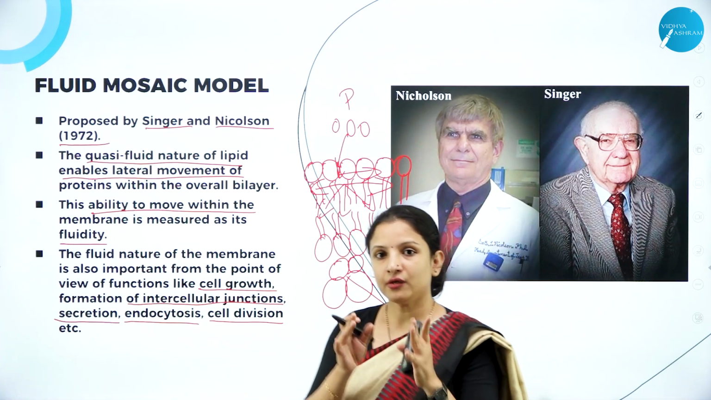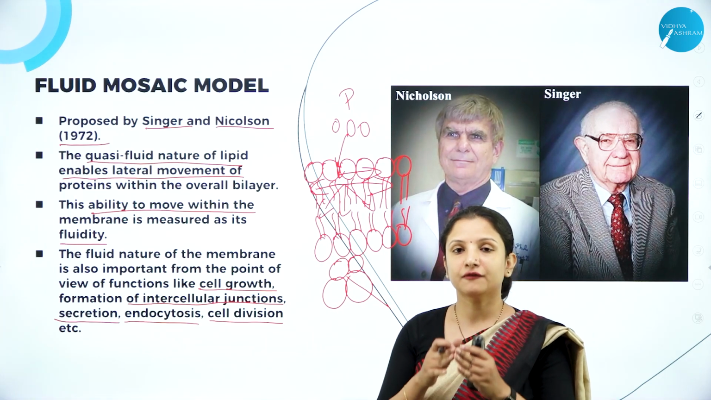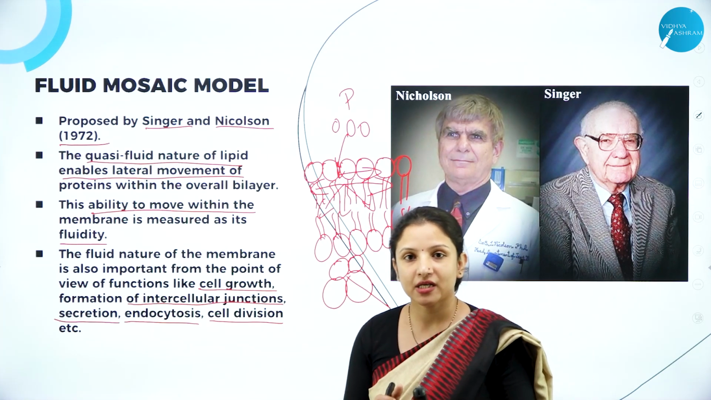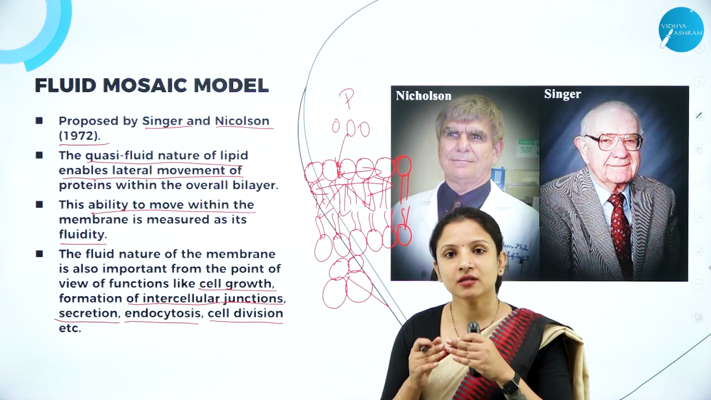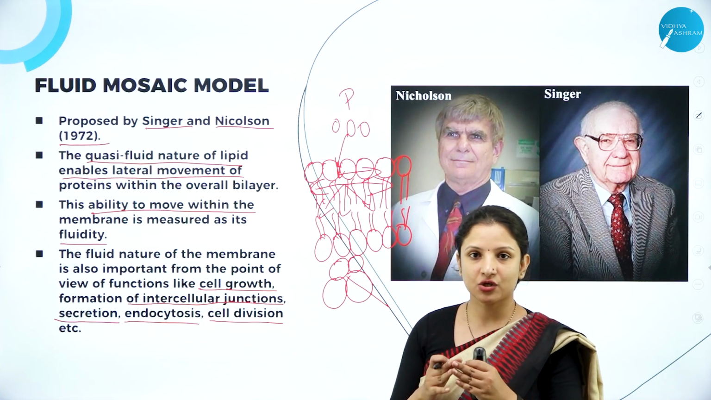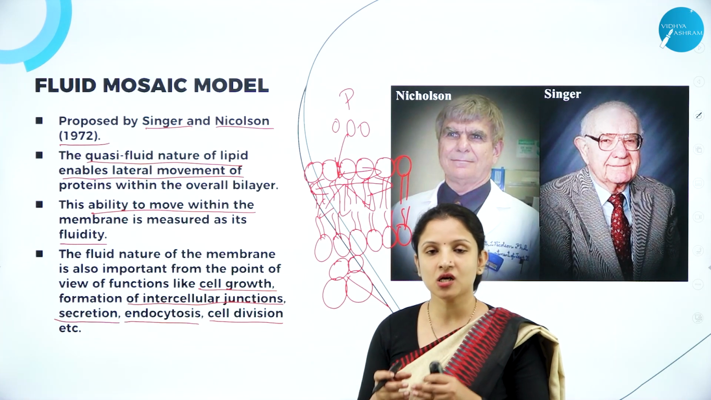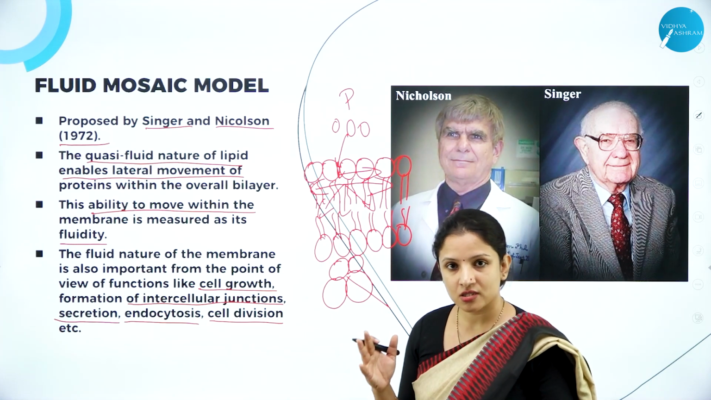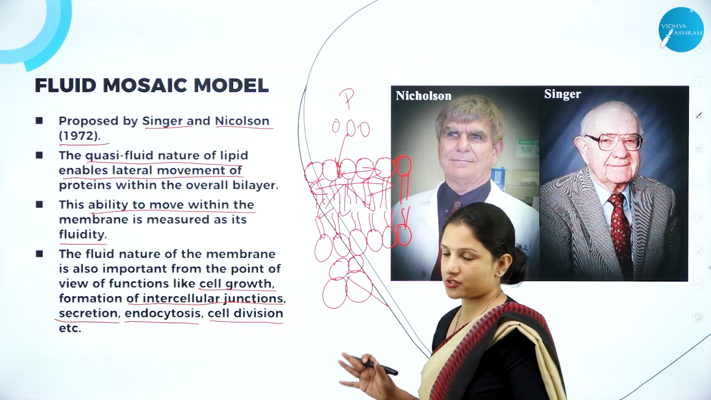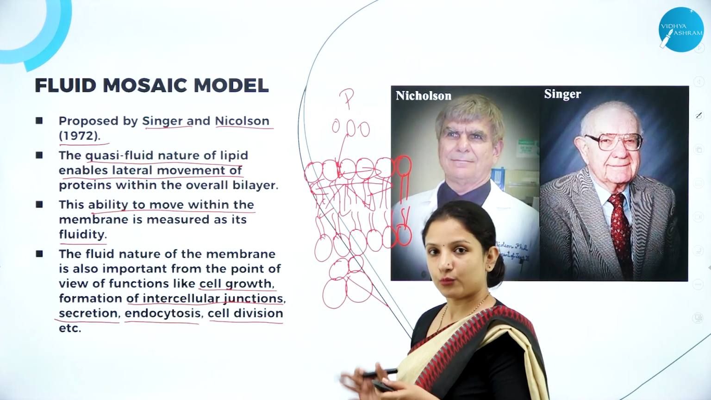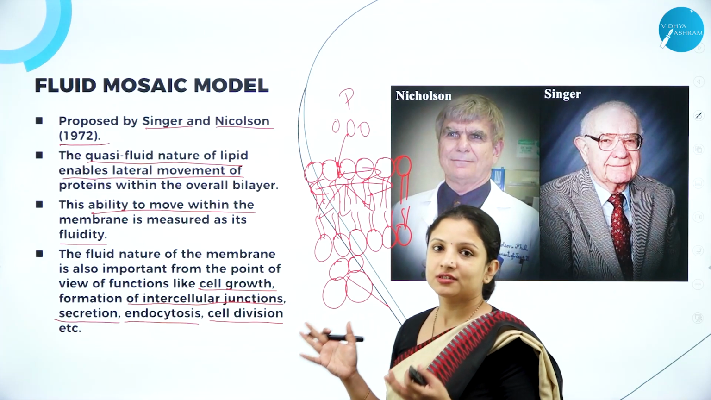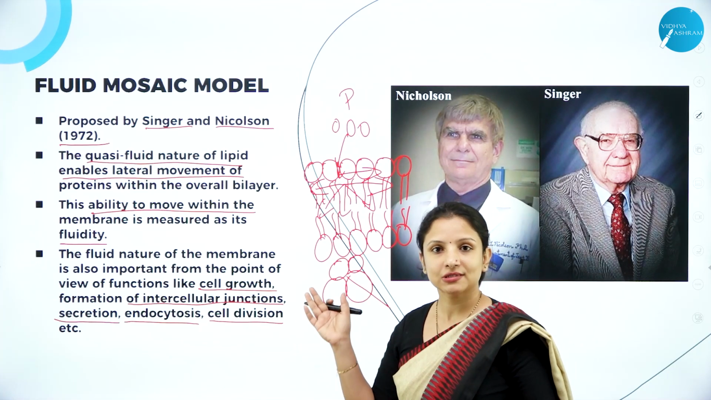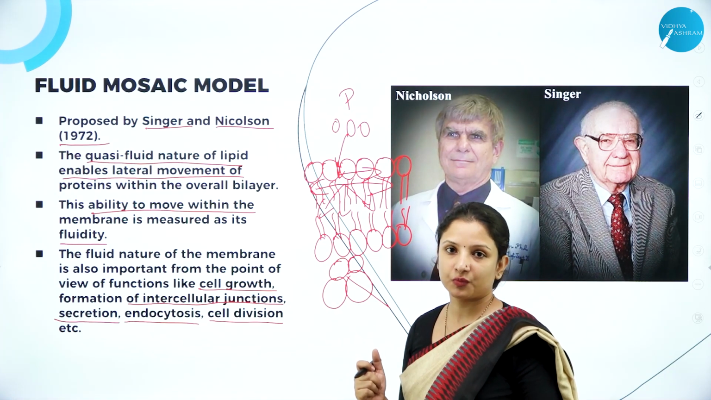So finally, what does the fluid mosaic model state? The fluid mosaic model states that the plasma membrane is made up of a lipid bilayer, and the phospholipids are arranged in such a way that they are quite fluid in nature, and that fluidity helps the proteins to move freely wherever they need to. So that is the quasi-fluid nature. That is about the fluid mosaic model of the plasma membrane, and about the cell membrane in eukaryotes. Now we shall move on to some of the MCQs that can be framed for this topic.